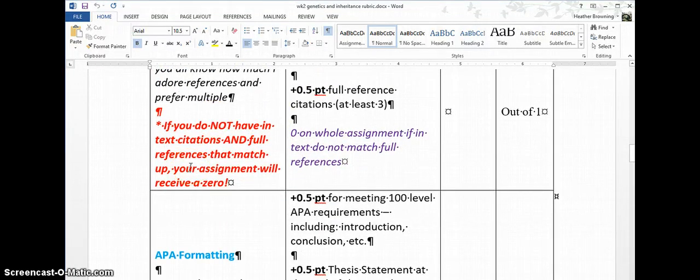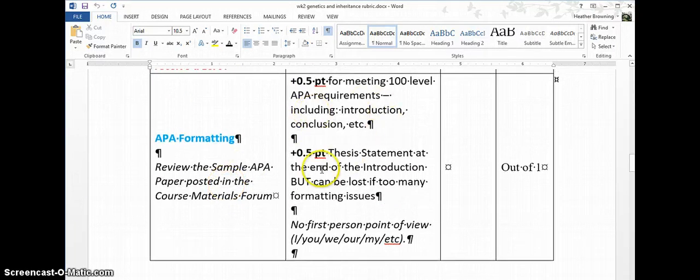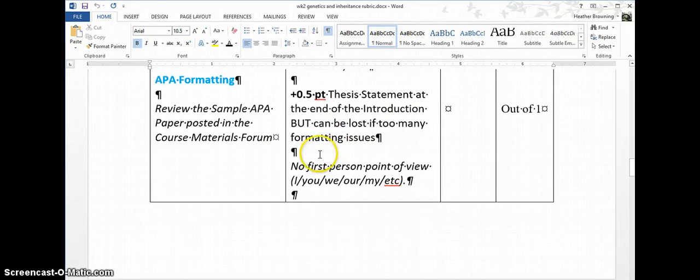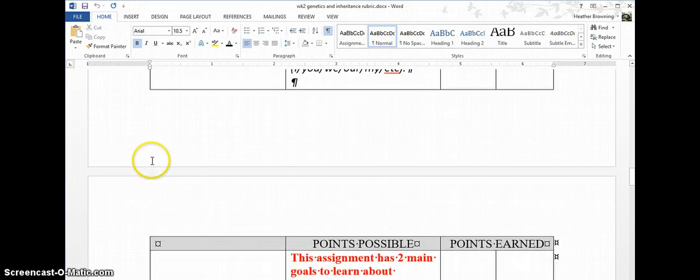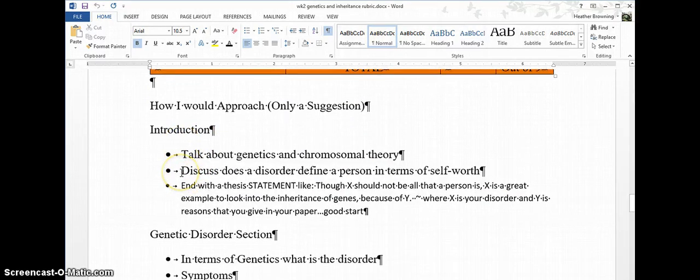Reminder, your in-text citations and your full reference citations have to match up. So they need to match. So if I do a control F on your author in your full reference, I better see at least one in-text citation, and vice versa. And then here, your thesis statement, you got to have it. It's half a point, okay? And once again, no first person point of view. And again, that's new. So in this one, though, I did give you how I would approach this assignment. This is only a suggestion. You don't have to do it.